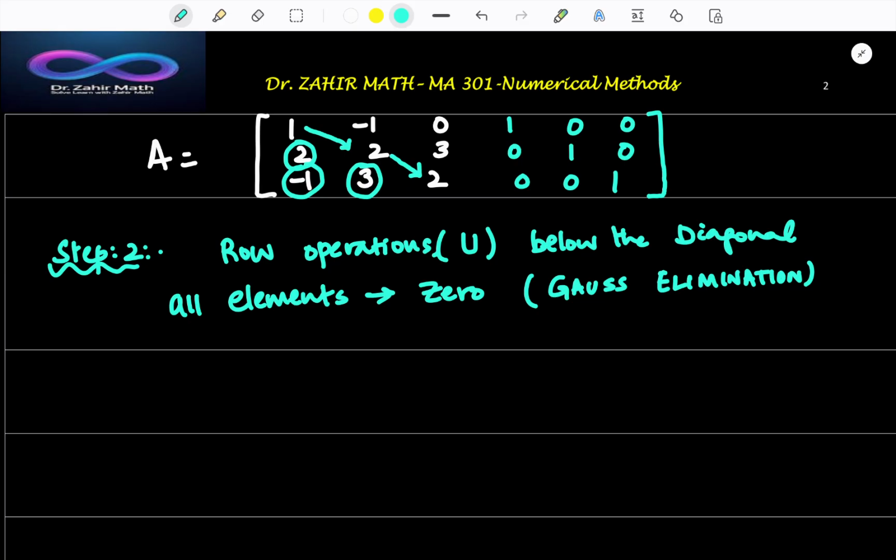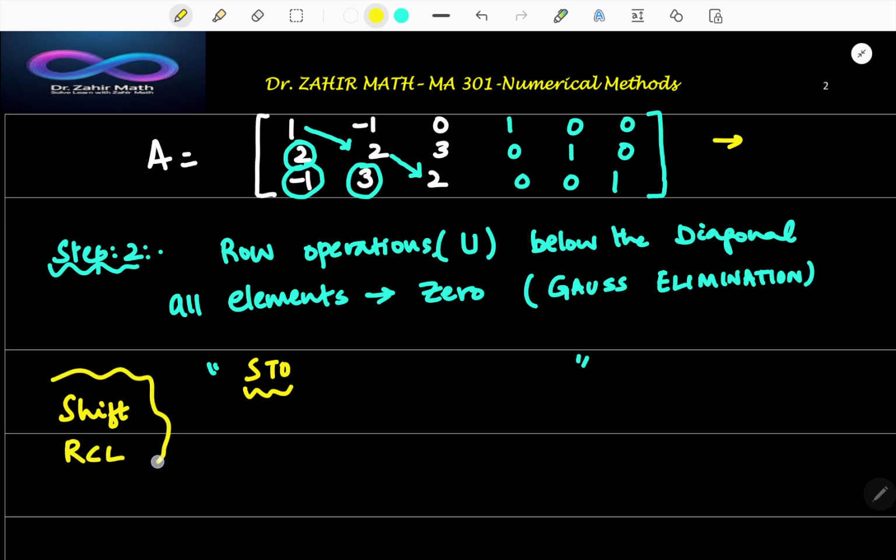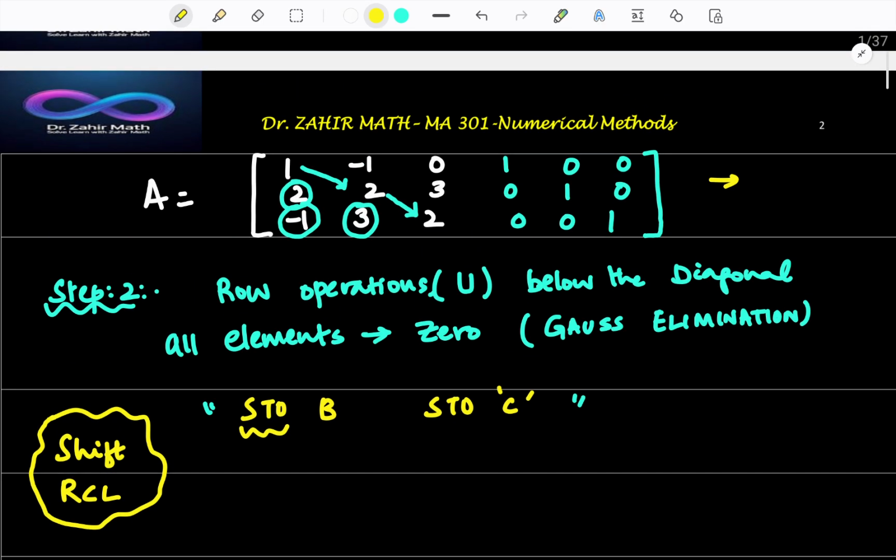While you are using these row operations, one more thing to remember: once you finish the first operations, you have to store your element. There is a store button in the calculator. How to use it? We use shift and then store, and then shift RCL. This is the key you are going to use. Store it in B and store it in C. Don't worry, let me explain. This is to make the left side an upper triangular matrix, that is U. So this is step number 2. Let me do step number 2.